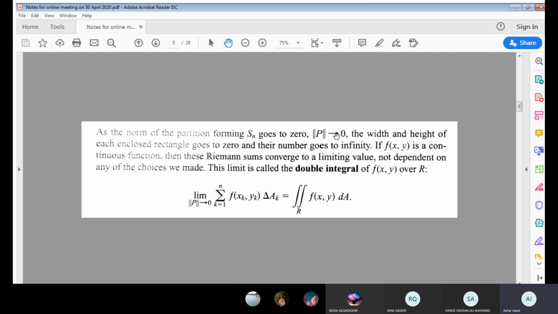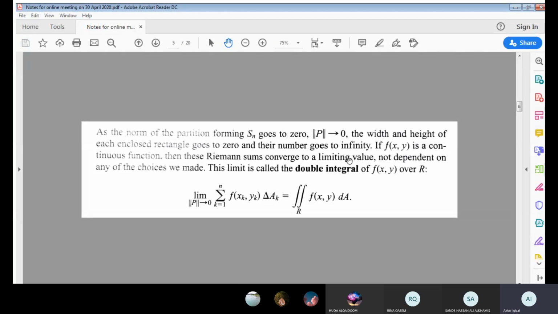So here the norm is going to 0. The width and the height of each enclosed rectangle goes to 0, and their number goes to infinity. The number goes to infinity because if the width or height of the maximum size of those rectangles goes to 0, it means you need to introduce an infinite number of small rectangles to cover the area.